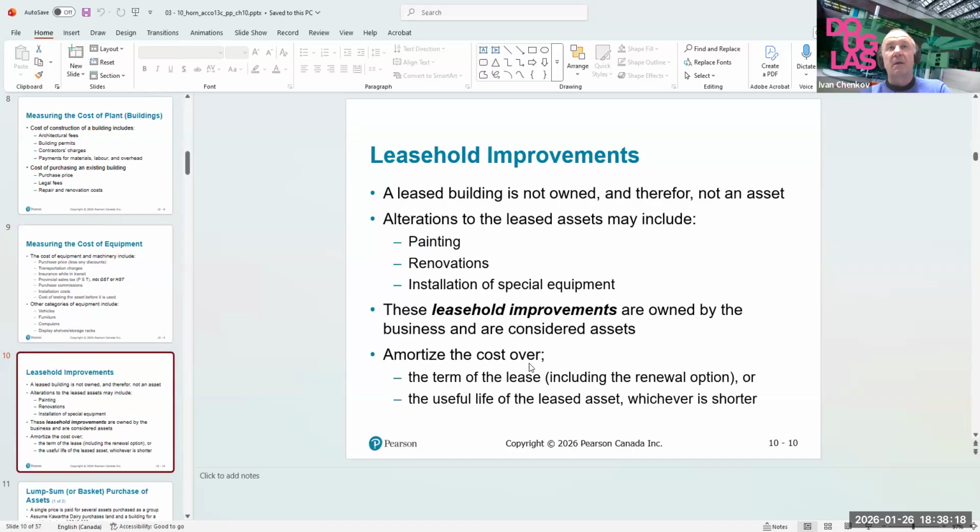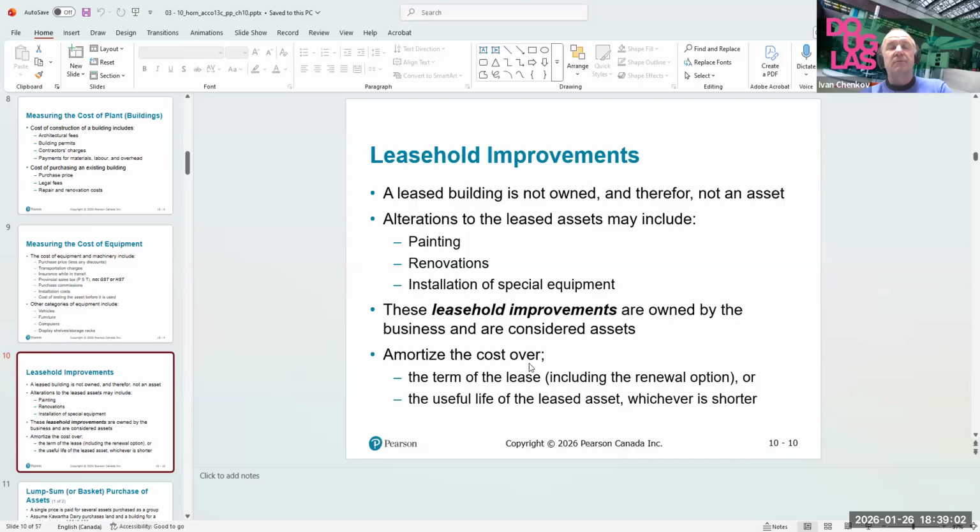In the category of equipment, we have vehicles, furniture, computers, and some other items. And we have one big category, which is leasehold improvements, for buildings which are not owned by the company but are used by the company. If the building is leased, we might include some costs related to painting, renovation, installation, and special equipment. Again, the point is to bring the building to its intended use.